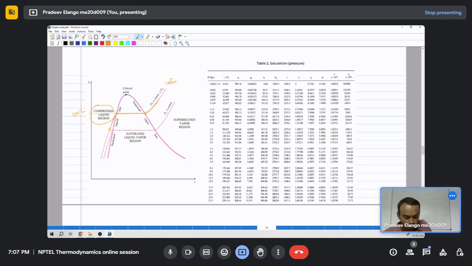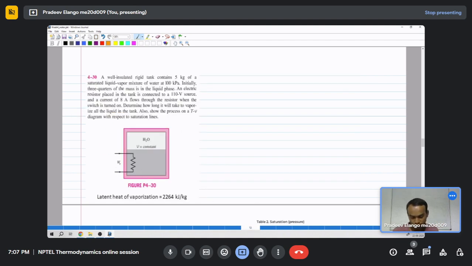And for different pressures there will be different lines like this. Now we are told that there is a container which has a constant volume, and initially it is at 100 kilopascal of water, and initially itself it is a mixture. The total mass is 5 kg, m is equal to 5 kg, and 3/4 of the mass is in liquid phase.